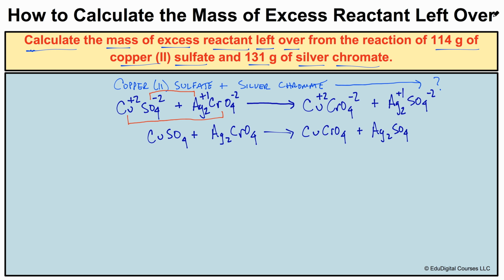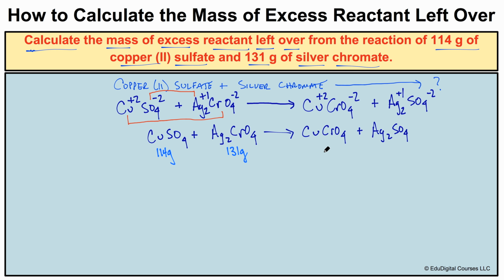And if we take a look at this problem here, this is telling us that we have 114 grams of copper 2 sulfate and we have 131 grams of silver chromate. And what we're asked to figure out is the mass of the excess reactant that is left over. So if we're asked to figure out the mass of the excess reactant that is left over, we first have to figure out which of these 2 reactants is going to run out first. That is to say, we have to figure out which of these 2 reactants here is the limiting reactant.